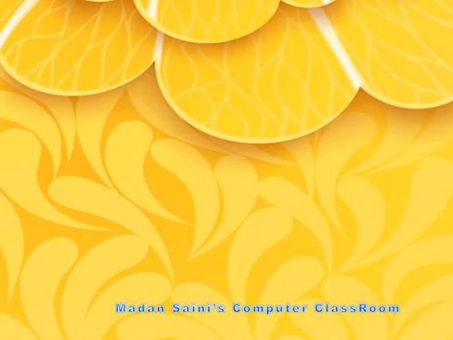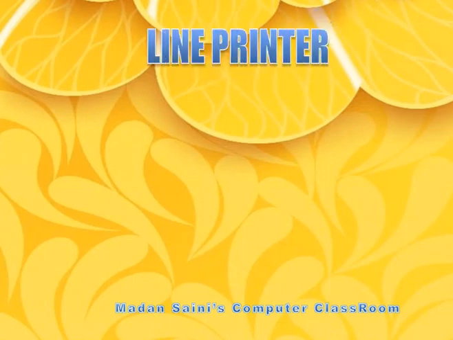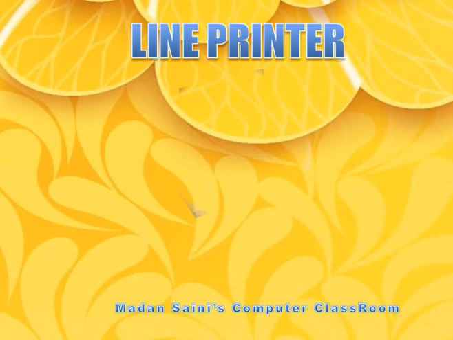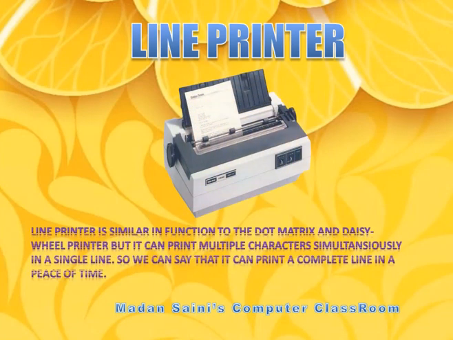Next, impact printer, line printer. It looks like this. Line printers are similar in function to the dot matrix and daisy wheel printers, but they can print multiple characters simultaneously in a single line. So we can say that it can print a complete line at a time.